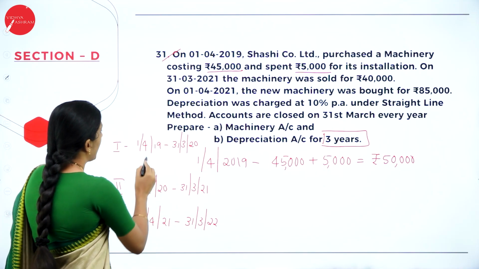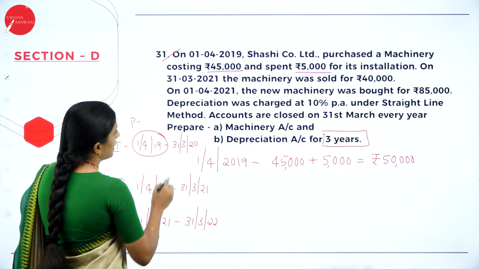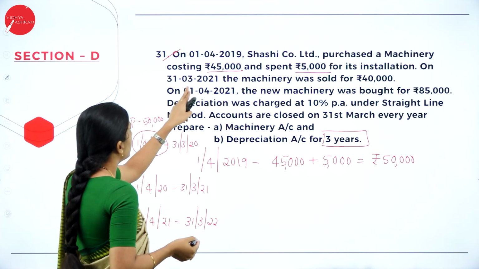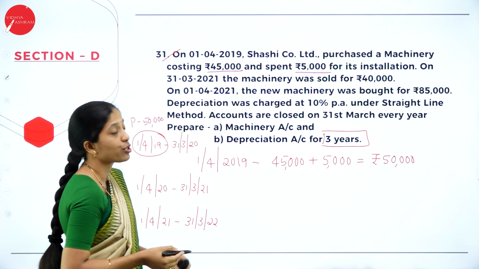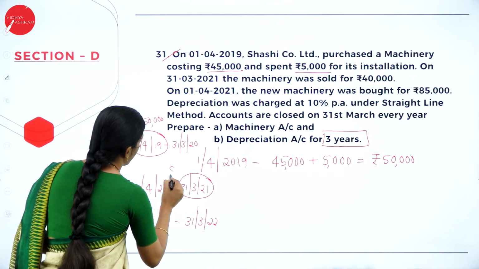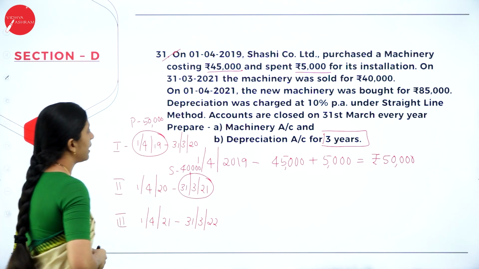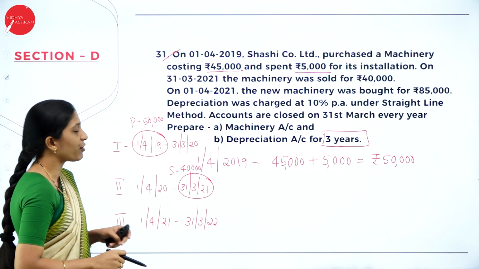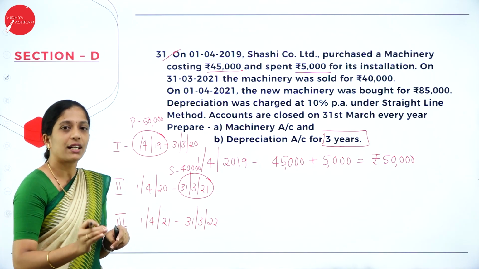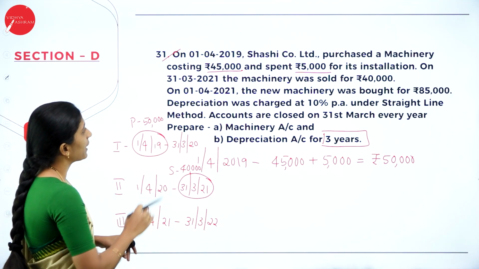So on 1/4/21 we have purchased a machine. Here we have purchased a machine worth rupees 50,000. Next, read the sentence again. On 31st/3/2021, the machinery was sold for rupees 40,000. So here at the second year ending, we have sold the machine for 40,000. By seeing the amount itself, we can tell that we purchased for 50,000 and sold for 40,000, so it is a loss. But it is not like that. You have to deduct the depreciation and check whether it is actual profit or actual loss. Hope you are clear about it.